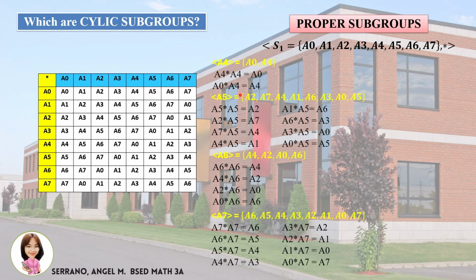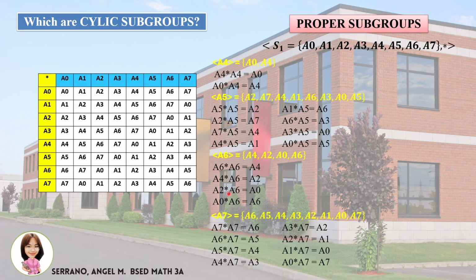So for A4, the elements generated by A4 are A0 and A4. As we can see, it is not a generator since it does not generate the entire group of S sub 1. Then next we have the elements generated by A5: A2, A7, A4, A1, A6, A3, A0, and A5. As we can see here, it generates the entire group of S sub 1. Therefore, we can include this as one of the generators.